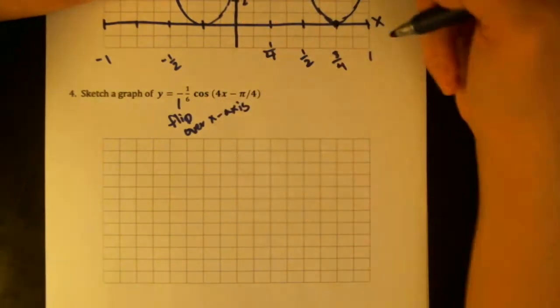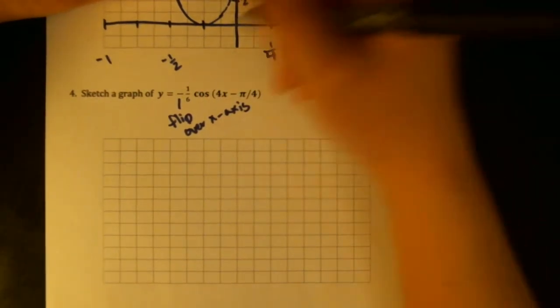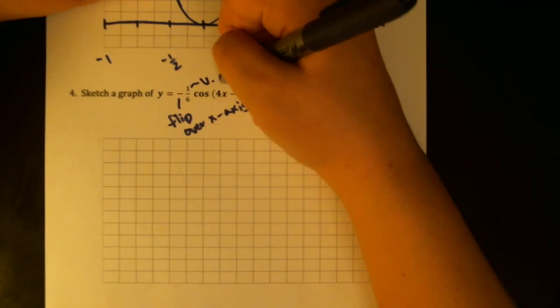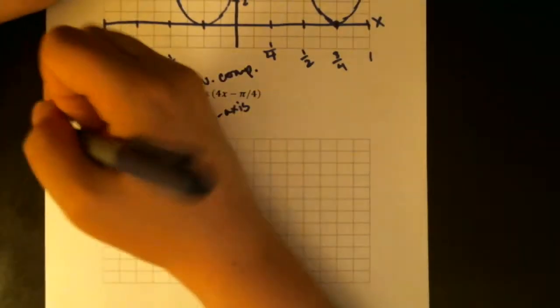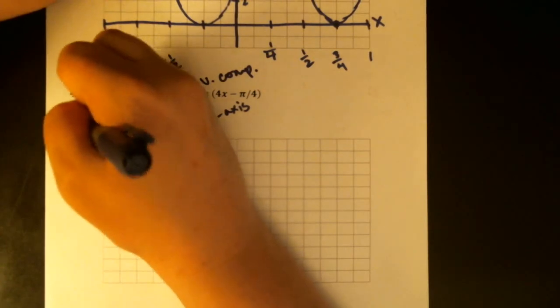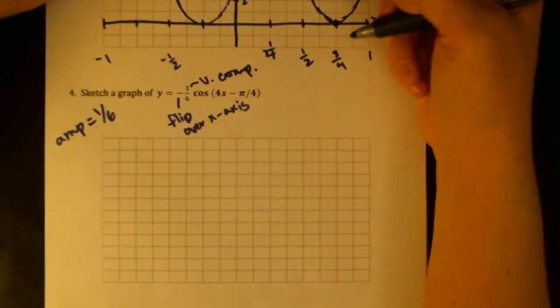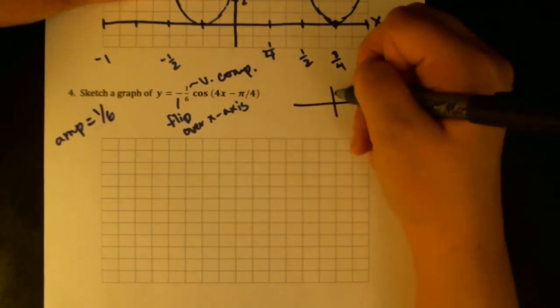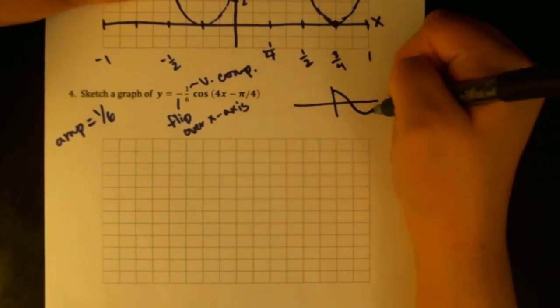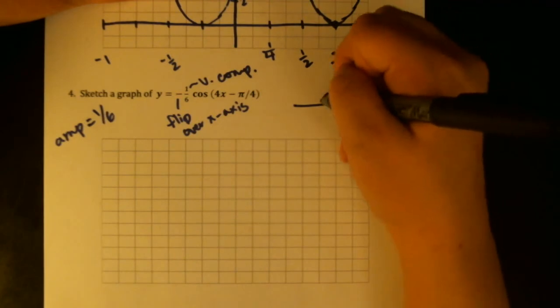It's a flip upside down. It's out in front of the cosine function, so it'll flip our y's. This is a vertical compression. So this one's going to have a really tiny amplitude. My amplitude is going to be 1/6. So our y's are only going to go up and down 1/6 from the middle. And we're thinking cosine wave. So this is the picture we're starting with.